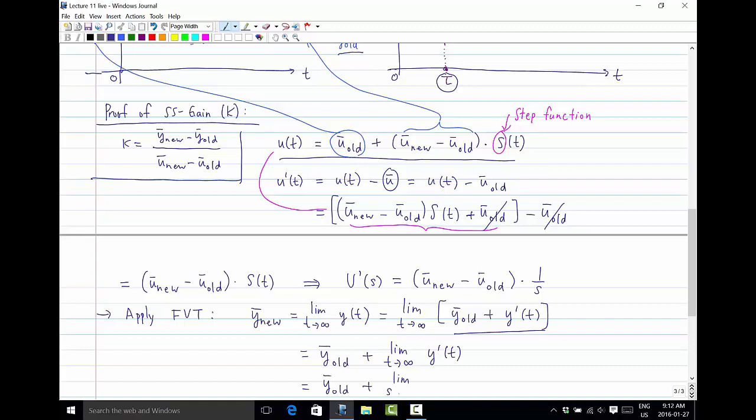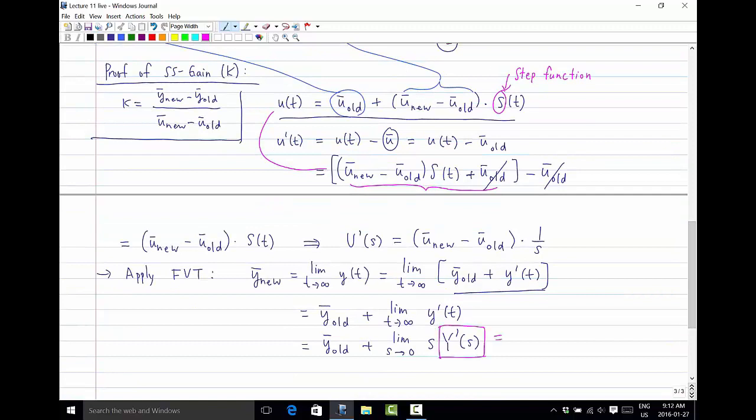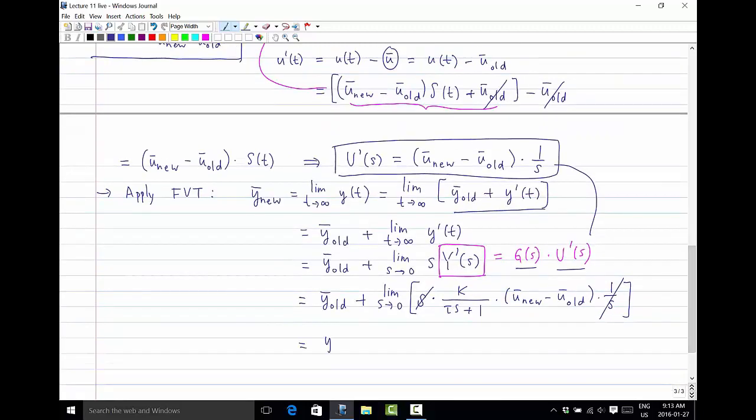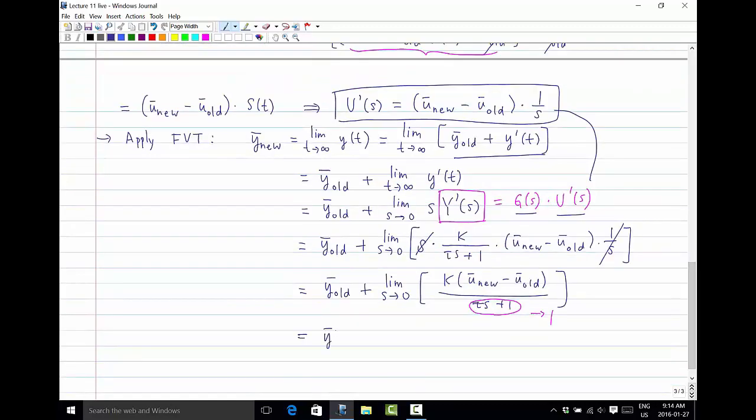Notice that when we apply the final value theorem, we go from time to infinity into s going to the limit of 0. And we must multiply the Laplace transform of y by the variable s. We substitute in for y by g of s, the transfer function, times the input, and we evaluate the limit as s goes to 0. The s in the front and the 1 over s in the back of the equation cancel out. And we're simply left with the steady state value of y, the old steady state value, plus k times the steady state gap in the input.